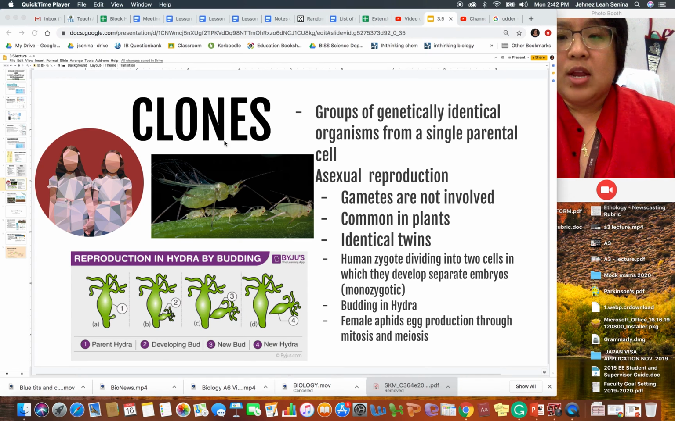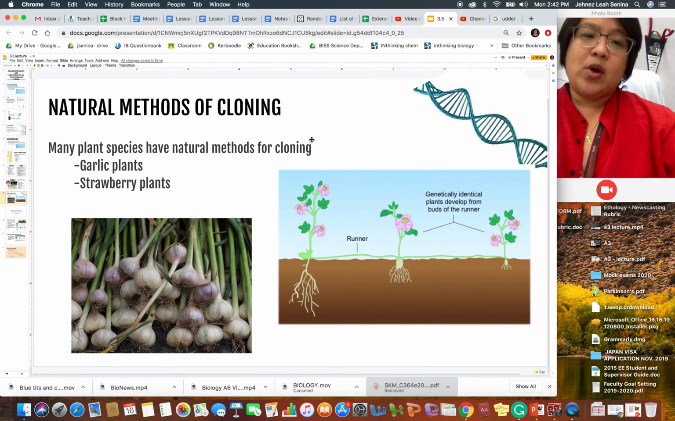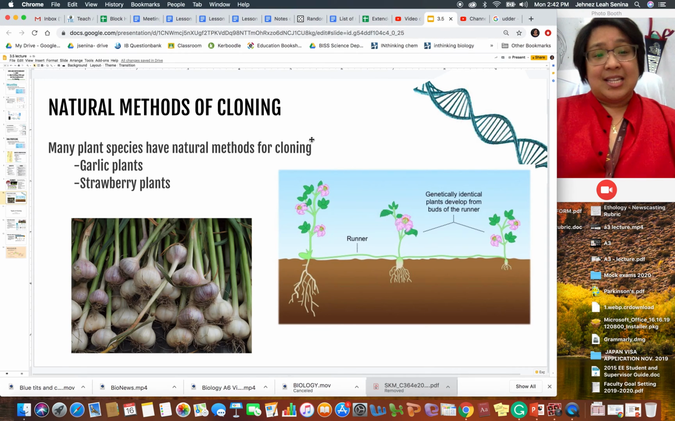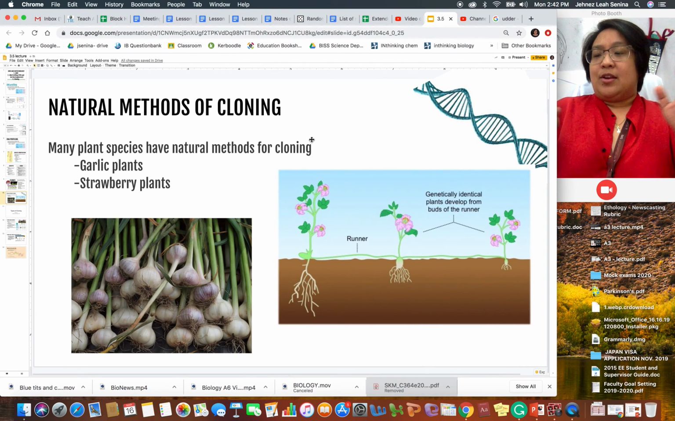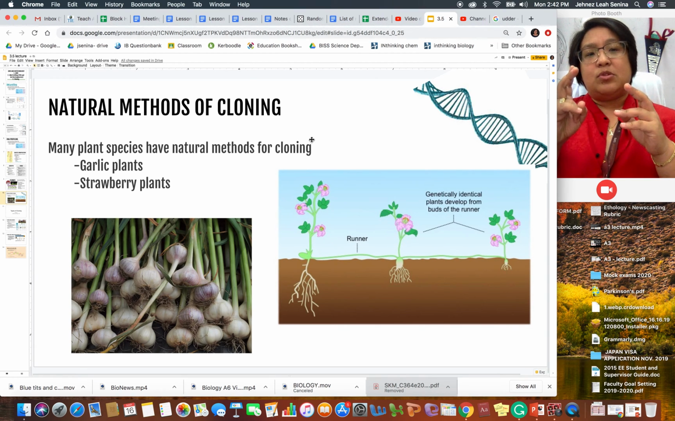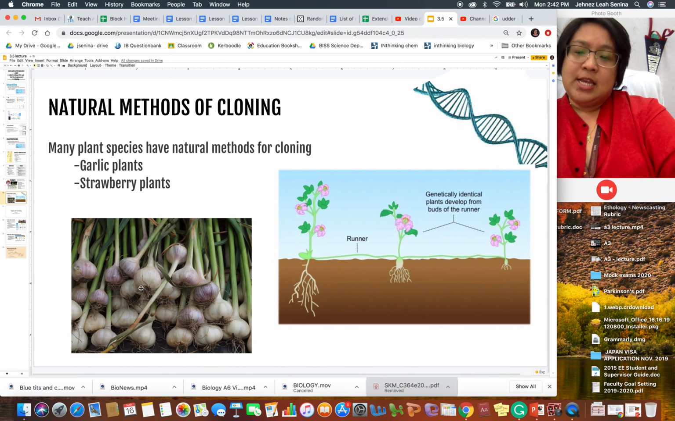Now, cloning is very common in the plant kingdom. This is when your plants grow into another plant from either their stem, their roots, or their leaves. Two examples that you need to discuss are, for example, garlic plants. So imagine this.